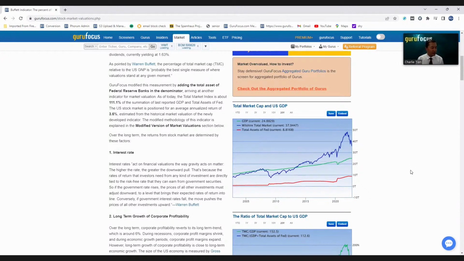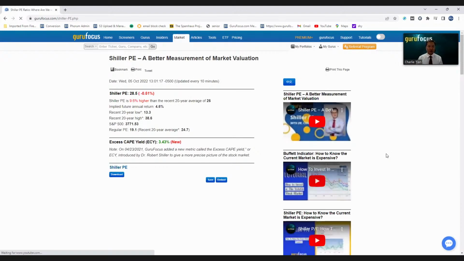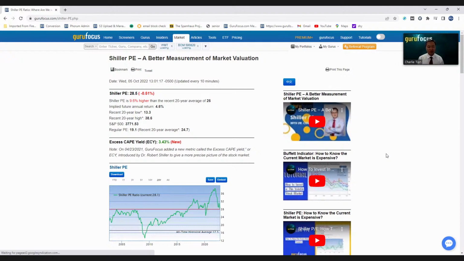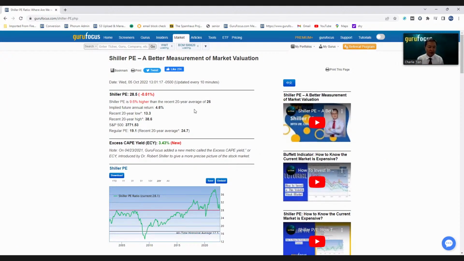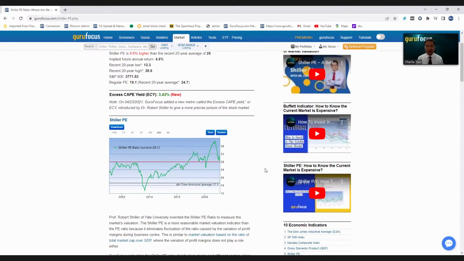Another related page is Shiller PE. The Shiller PE tries to mirror the market valuation also. Today it's about 9.6% higher than the 20-year average of 26. So it's the same, it's much better. The valuation is now much better than before, but it's still not that cheap, similar to the Buffett Indicator.